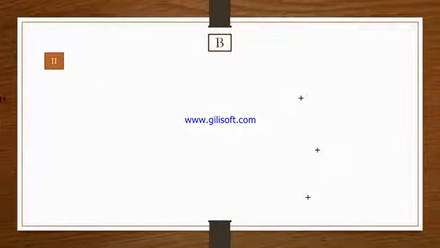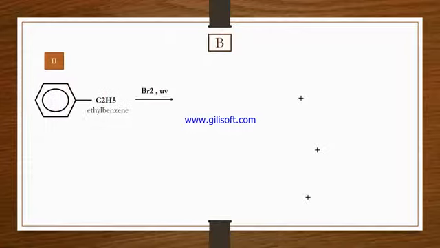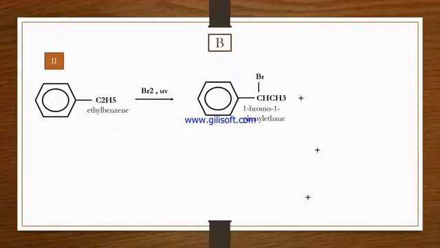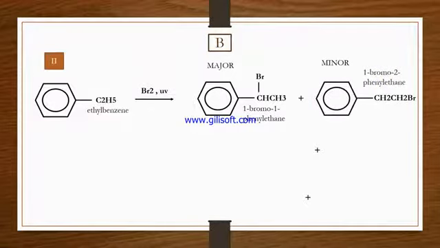So, first step, ethylbenzene will undergo halogenation by using free radical substitution reaction. Ethylbenzene reacts with bromine gas in the presence of UV. Bromine atom substitutes the hydrogen atom in the ethyl group, giving 1-bromo-1-phenylethane, where the bromine atom is attached at the secondary carbon of the ethyl. Thus, it is the major product. And the minor is 1-bromo-2-phenylethane.